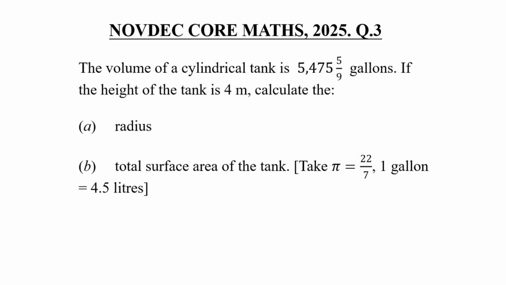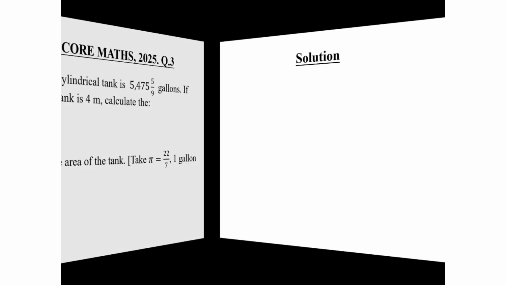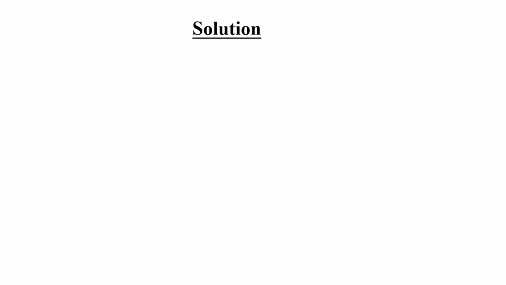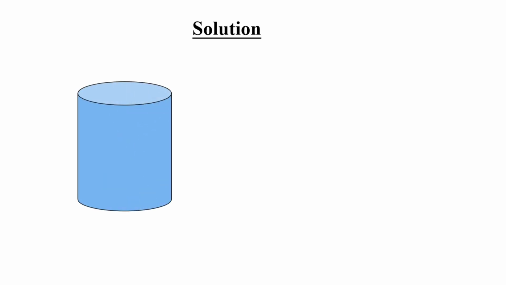Let's quickly look at our solution. Before that, let's draw our cylinder. Let's use this diagram to represent our cylindrical tank. A cylinder has two circular ends, and we also have the height. We know that this is our height, and in the question we are given the height as 4 meters.